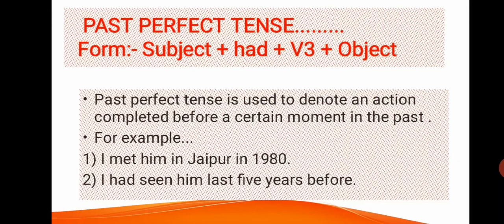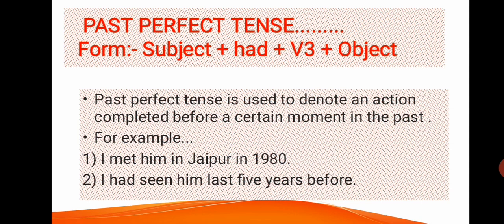Past perfect describes an action completed before a certain moment, and we use subject plus had plus third form of the verb and object. So we use here the third form of the verb. Actually, the past perfect tense is used to denote an action completed before a certain moment in the past.